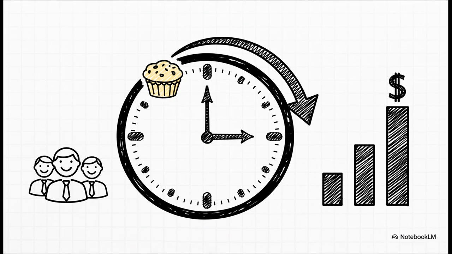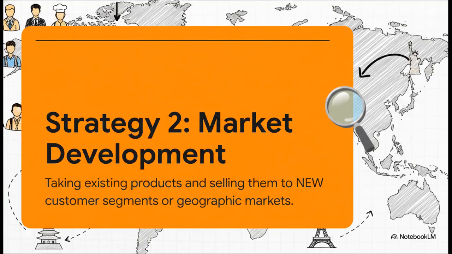And a perfect example of this? McDonald's all-day breakfast. Think about it. They didn't invent a new burger. They just took their existing products, like the Egg McMuffin, and made them available to their existing customers at a new time of day. They saw that people wanted breakfast for dinner. It was just a scheduling change, but it gave their loyal customers a brand new reason to show up. And bam, a nearly 6% jump in sales. That's huge.